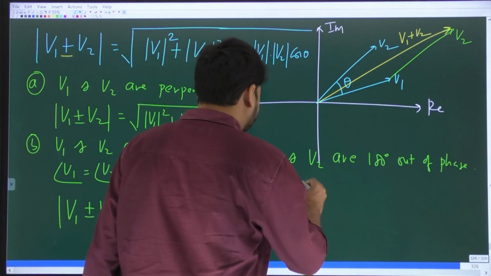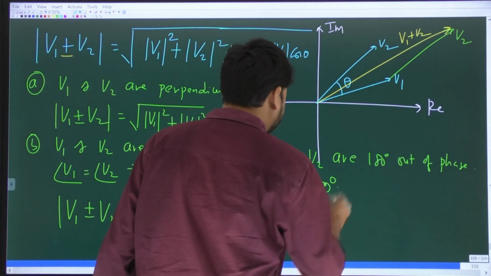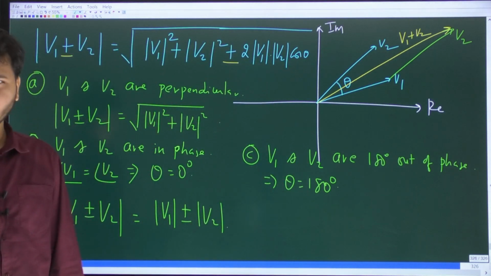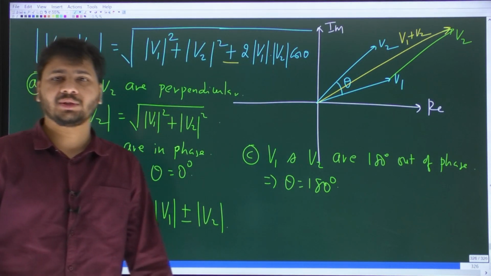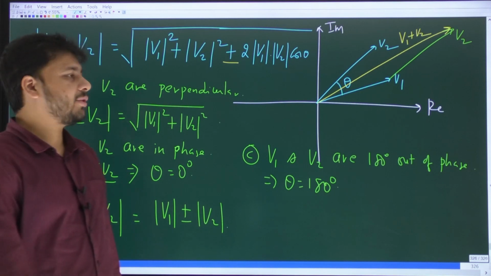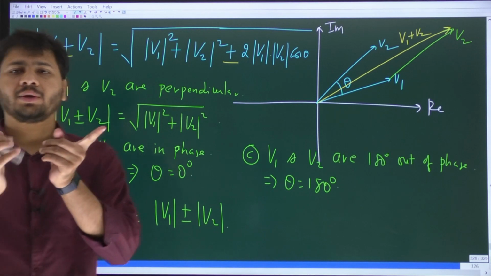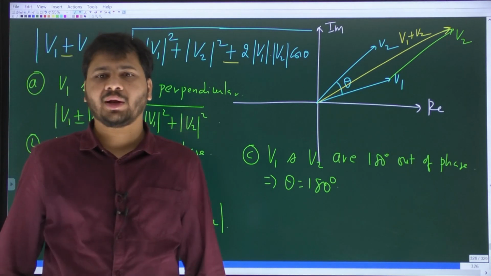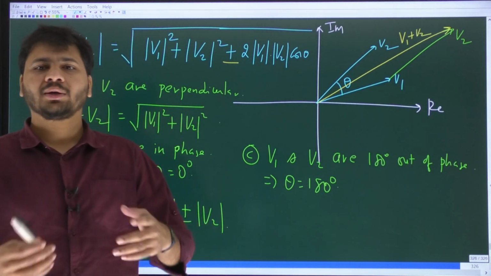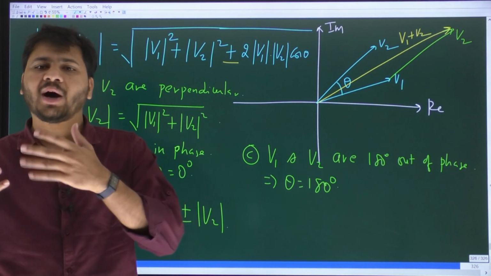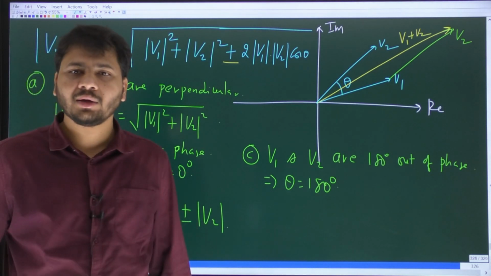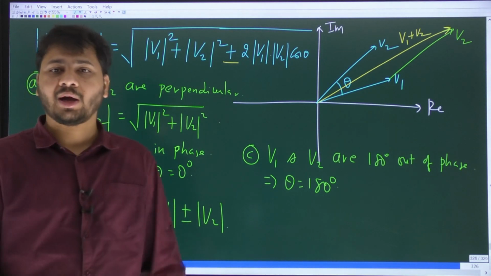So this means theta is 180 degrees, the angle between the two phasors is 180 degrees. If the angle between the two phasors is 180 degrees, then the two phasors are pointing in opposite directions. If you are adding the two phasors, then you have to subtract the smaller phasor from the longer, or the shorter phasor from the longer phasor.